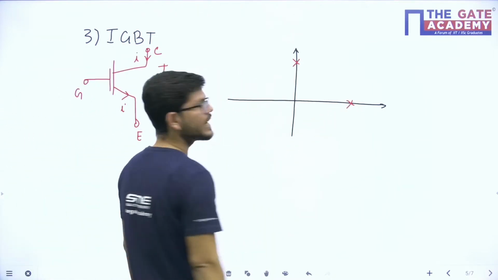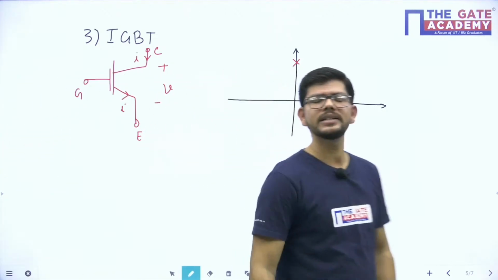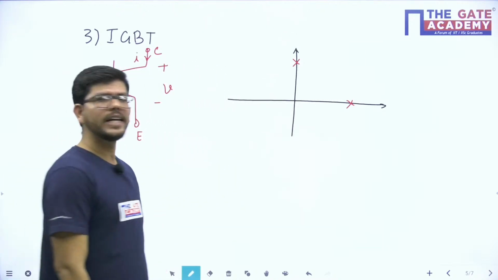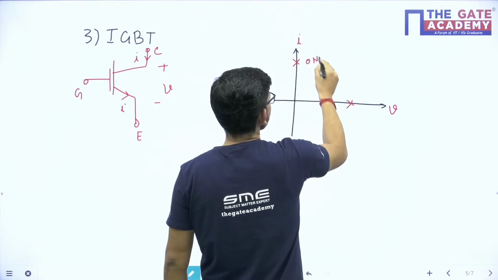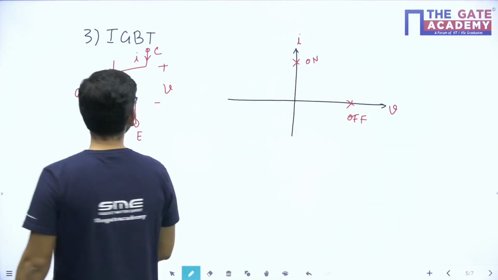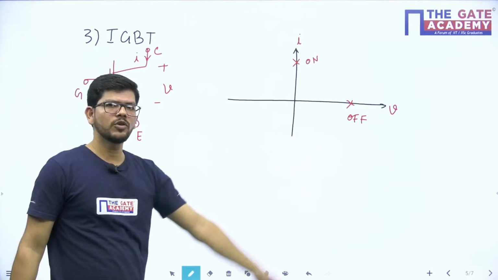So the operating area of IGBT will be what? Can you tell me what will be the safe operating area of IGBT? Is it correct? Only quadrant number 1. This is the on state and this is the off state. So the IGBT has a switch realization in the same quadrant as we have in case of BJT.